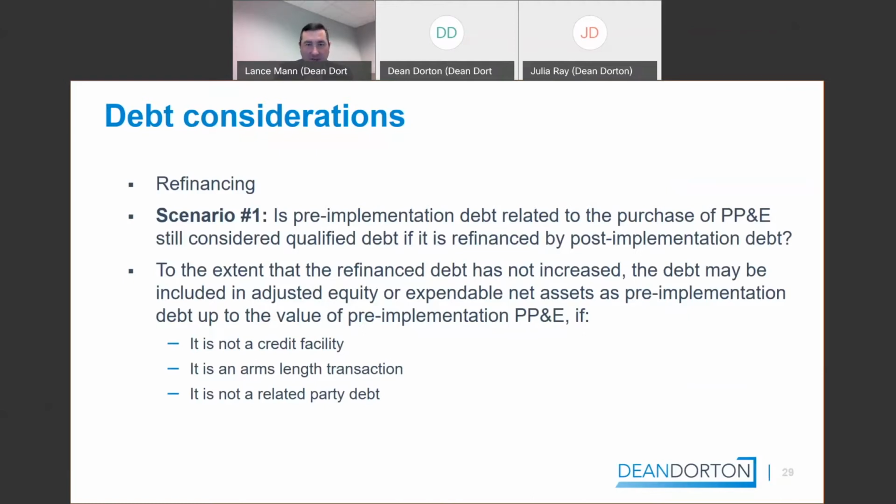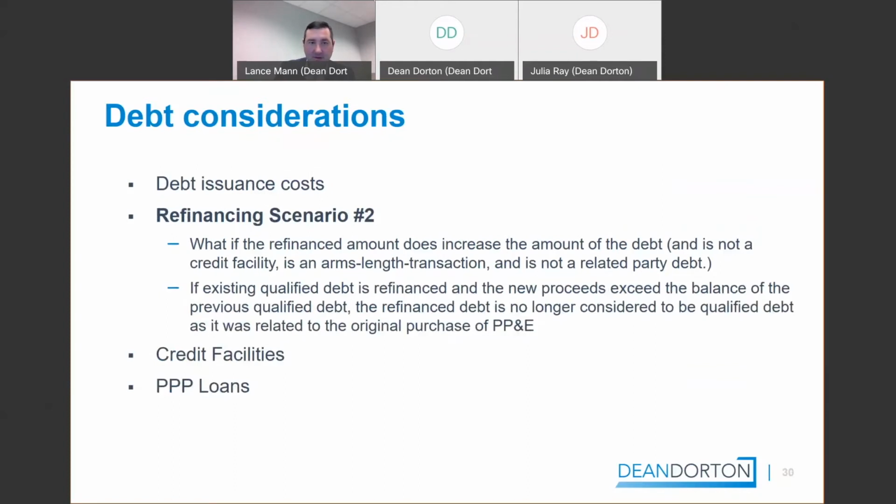And there's other rules to still be considered pre-implementation debt. It can't be a credit facility, it has to be an arm's length transaction, and it can't be a related party. And this is kind of the same thing. What if it does increase your debt, and it's not all those? If it does increase it, the refinance debt is no longer considered qualified debt.